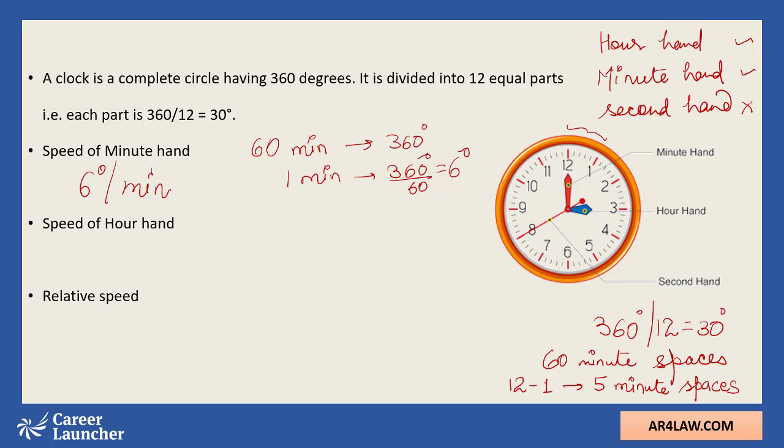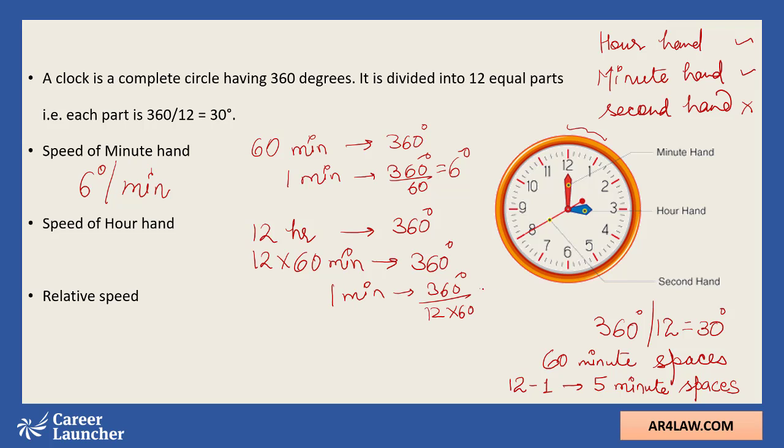Okay. So we can say our hour hand completes one full revolution around the circle in 12 hours. So in 12 hours the hour hand rotates 360 degrees. When I convert hours into minutes, 12 times 60 minutes is taken by the hour hand to complete 360 degrees. So in 1 minute, the distance traveled by the hour hand comes out to be half a degree. So the speed of the hour hand would be half a degree per minute.